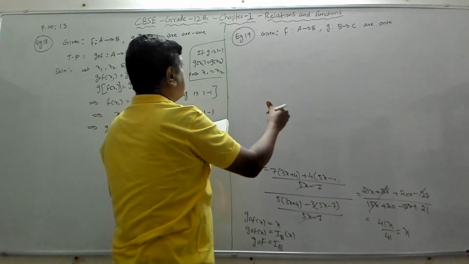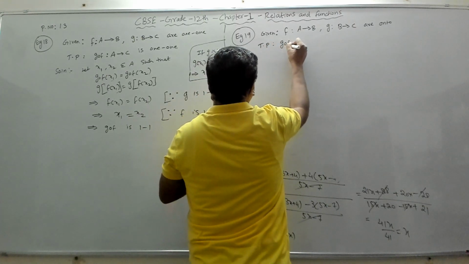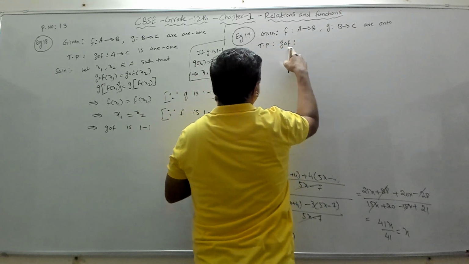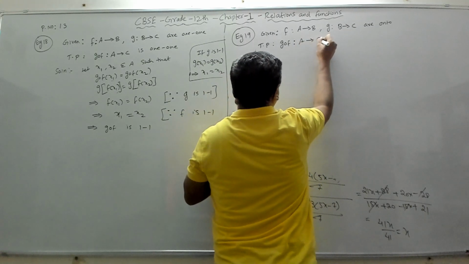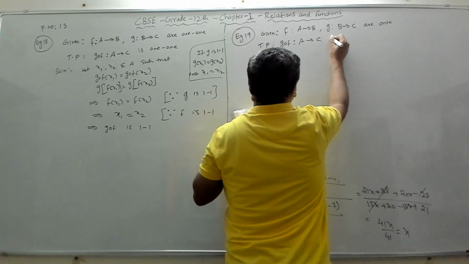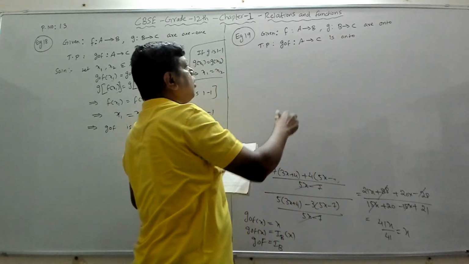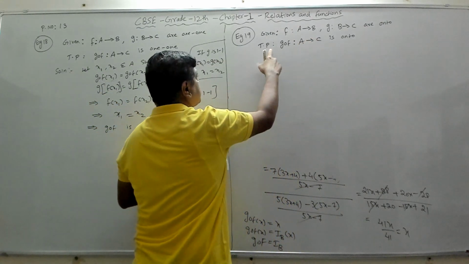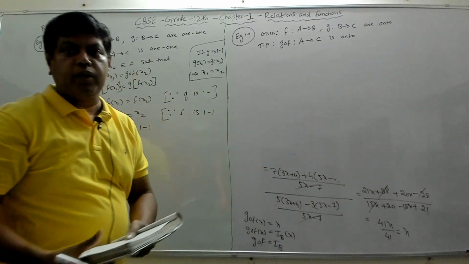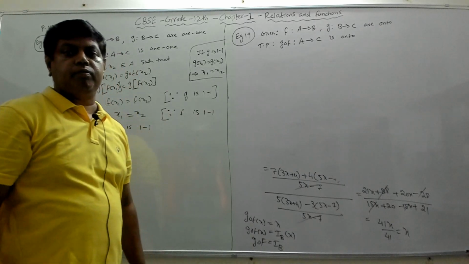That is given. So what we have to prove? To prove is the function g of f, which obviously will be from A to C, is onto. That is what we have to prove. We have to prove that this function is an onto function. So to prove is g of f is onto. Given is f and g are onto. What we have to prove? g of f is onto.